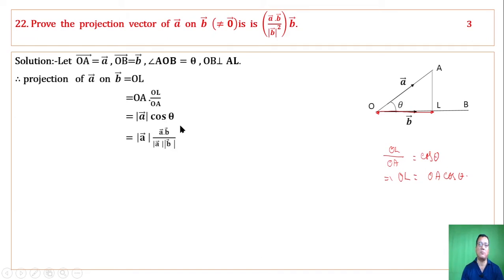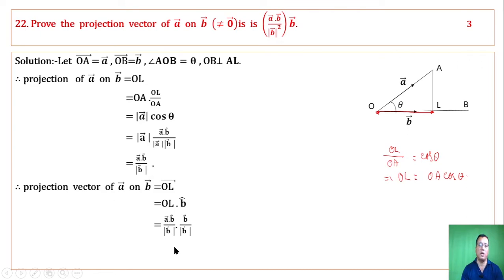Then cos theta, from the scalar product of two vectors, we get this. Cancelling these two terms, we get this. Then the projection vector. Therefore, the projection vector of A vector on B vector is OL with arrow head, which is equal to the magnitude of OL into a unit vector along B vector, that is B cap. And OL is already equal to this. Put this value and grouping, we get this, which proves the result.